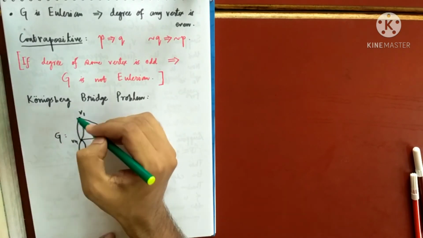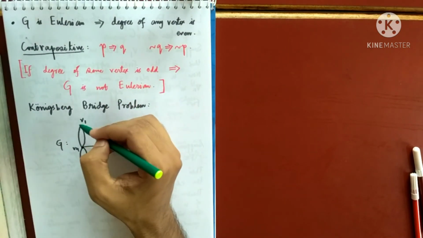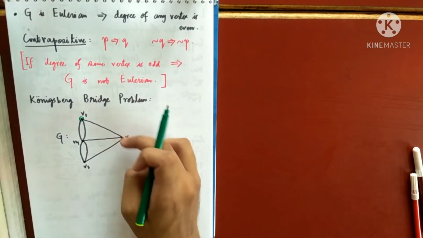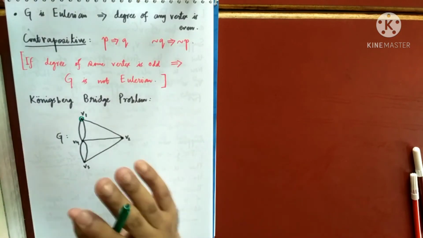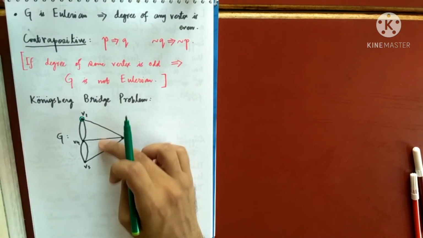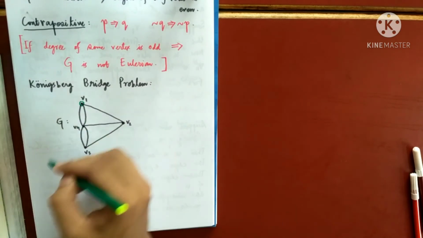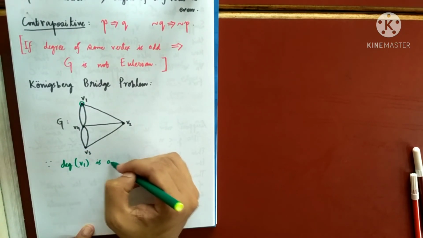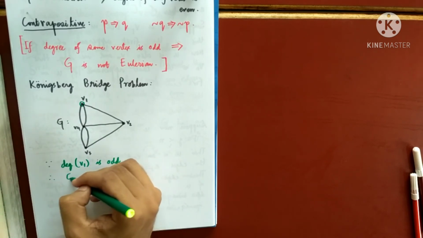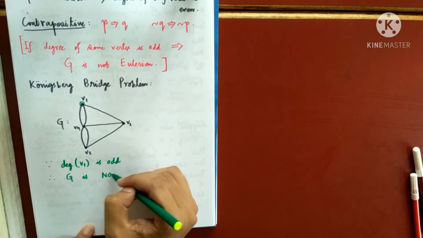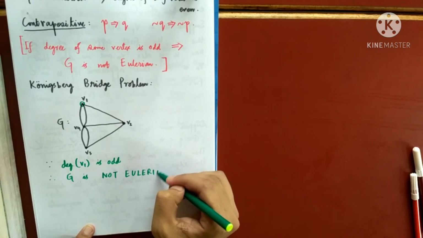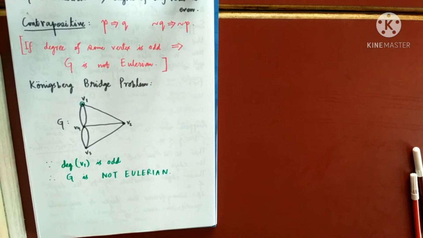No. So use this one. As you can see, degree of V1 is odd. So any one will do. You see, degree of every vertex is odd, but you just take one. Since degree of V1 is odd, therefore G is not Eulerian. So we have answered the Königsberg bridge problem.